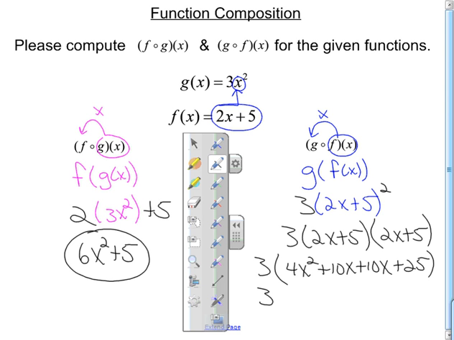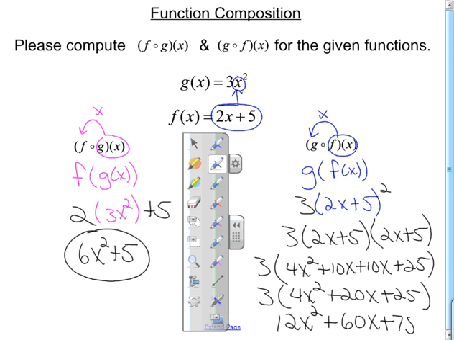Combining some like terms, I get 3 times the quantity 4x squared plus 20x plus 25. And finally, just to quickly distribute the 3, I will get 12x squared plus 60x plus 75. And I've created a new function called g composed with f of x from the two functions I was given, g of x and f of x.